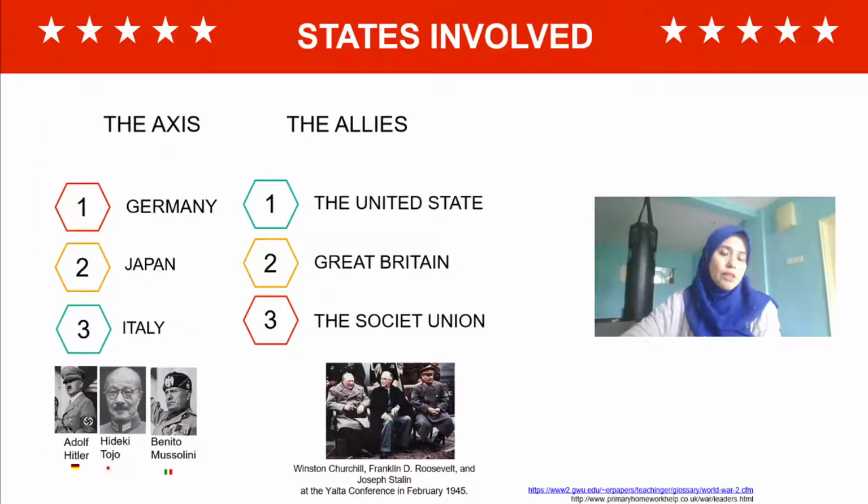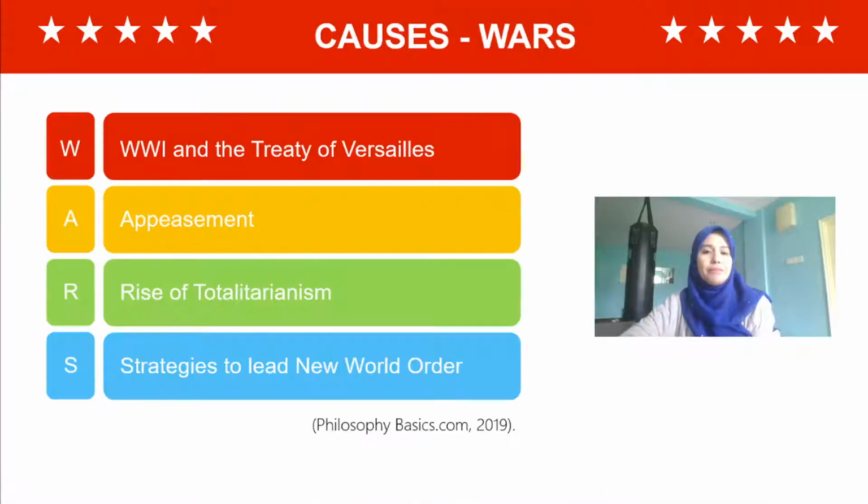Then we have two sides involved. We have the Axis, and also we have the Allies. See all these emotional men. We have Germany, Japan, and Italy: Adolf Hitler, Tojo, and also Mussolini. And then we have the Allies: the United States, Great Britain, and also the Soviet Union. There's a bit of a typo there, Soviet Union.